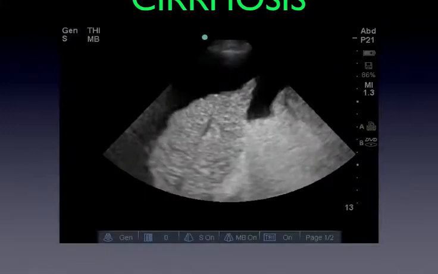And here's an image of a very typical cirrhosis patient. And again, notice that the liver is exactly what you would expect to feel on physical exam. Small, shrunken, nodular at the edges. And you could imagine that this would be a firm liver, hard liver. Not hard, but firm.